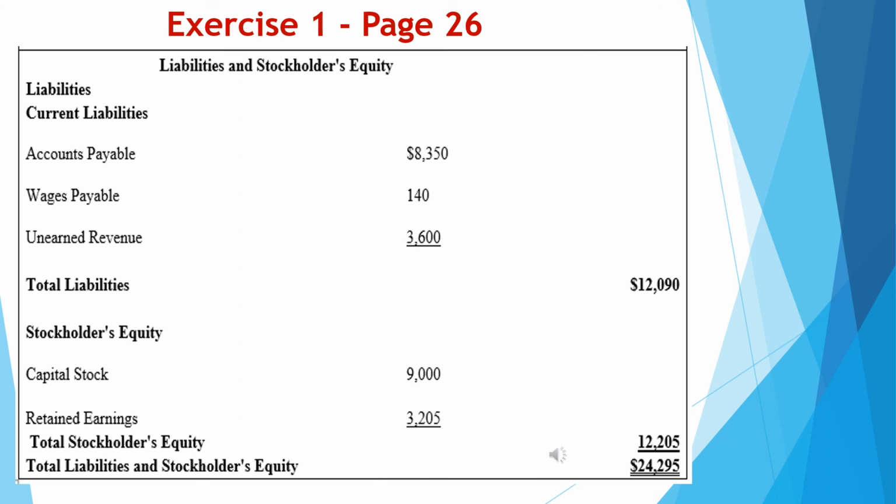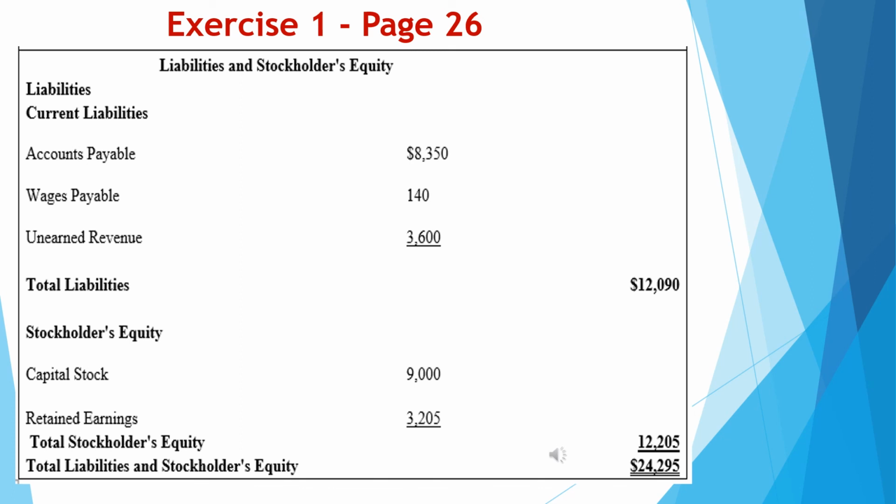Under the stockholders' equity, we have two accounts. We have the capital stock, which is given in the exercise as $9,000, and we have the retained earnings. The retained earnings amount was previously calculated in the previous financial statement, which is the retained earnings statement, and it is 3,205.